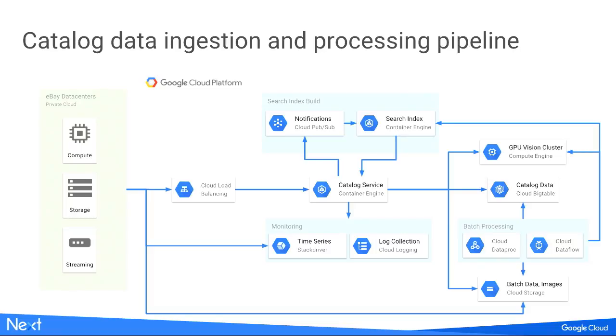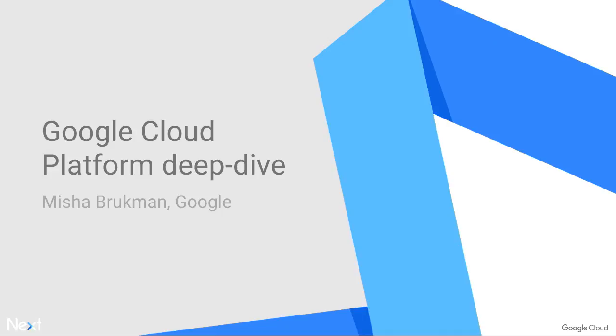With that, this is a high-level diagram that just covers our data ingestion pipeline. It doesn't cover our whole infrastructure on GCP. It's much bigger, but this is just the part that is responsible for getting the catalog from eBay core systems to GCP. And in the next slides, we'll go into more detail on parts of it. And with that, I'll pass it back to Misha for a deeper dive into GCP and the systems.